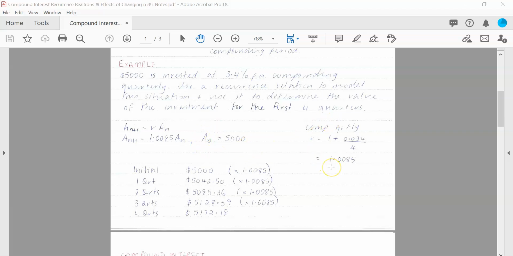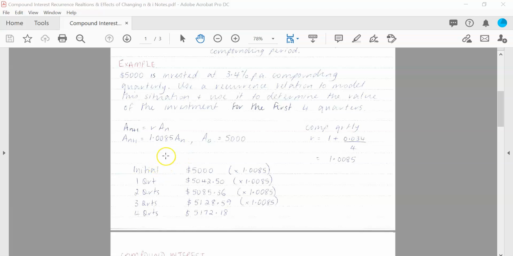Over to the side here, I'm going to work out the r value. So I have recognized that in this situation, interest is compounding quarterly, and so the r value becomes 1 plus the 0.034, which is our yearly interest rate, divided by 4 to work out our interest rate per quarter. That gives us a value of 1.0085. In our recurrence relation then, that becomes a_(n+1) is equal to 1.0085 times a_n, where a_0, or our starting point, is 5,000.